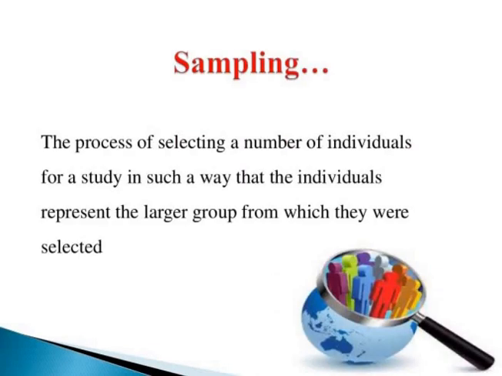You can just go through what you mean by sampling. It is the process of selecting a number of individuals for a study in such a way that the individuals represent the larger group from which they were selected. So sampling means the process of selecting samples. We select certain representatives from a larger group of individuals, and that is sampling.